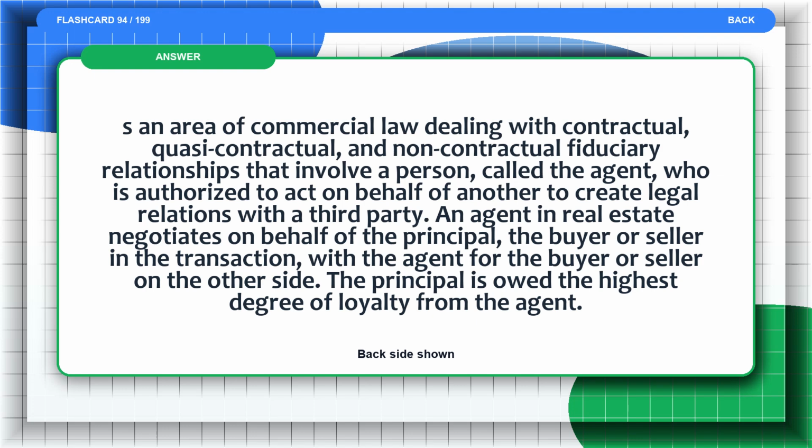Pause and think of the answer before the reveal. The answer is, an area of commercial law dealing with contractual, quasi-contractual, and non-contractual fiduciary relationships that involve a person, called the agent, who is authorized to act on behalf of another to create legal relations with a third party. An agent in real estate negotiates on behalf of the principal, the buyer or seller in the transaction, with the agent for the buyer or seller on the other side. The principal is owed the highest degree of loyalty from the agent.